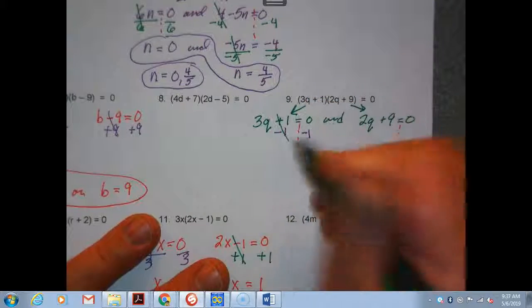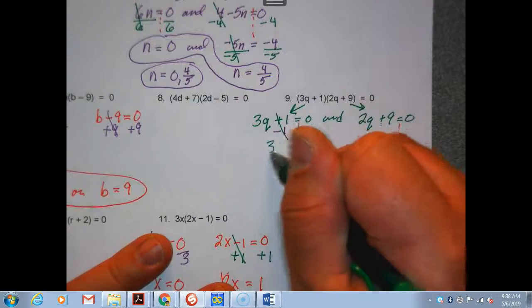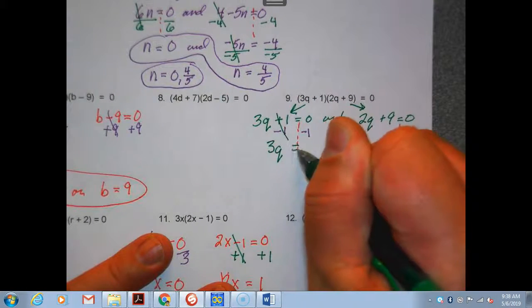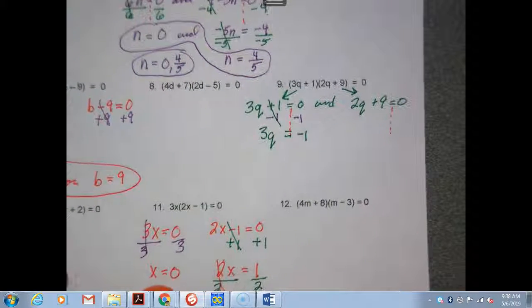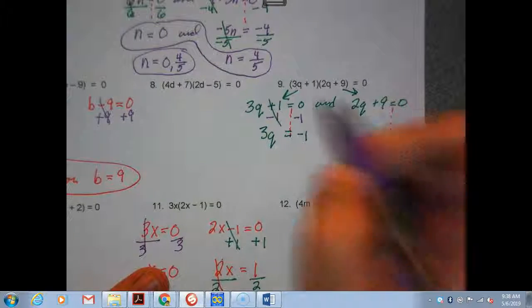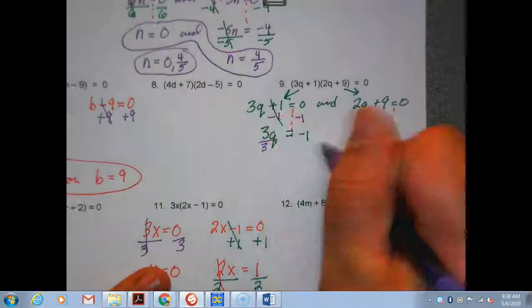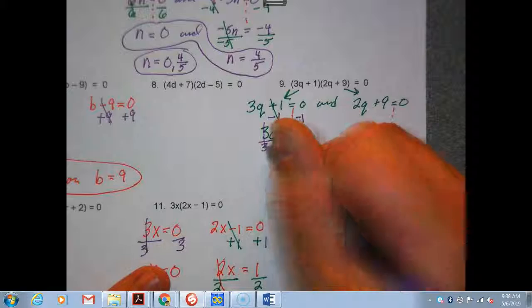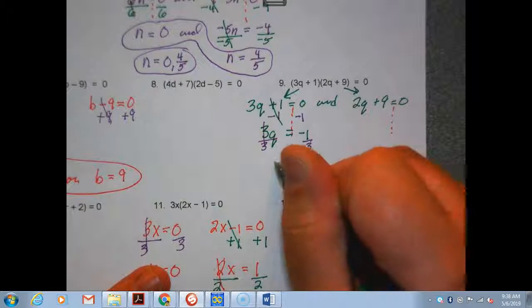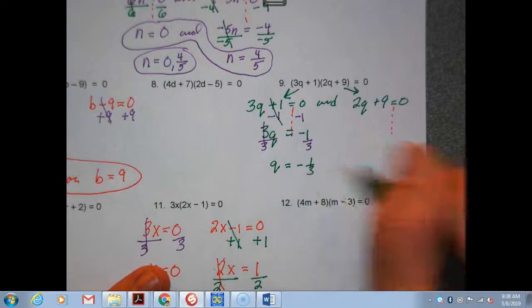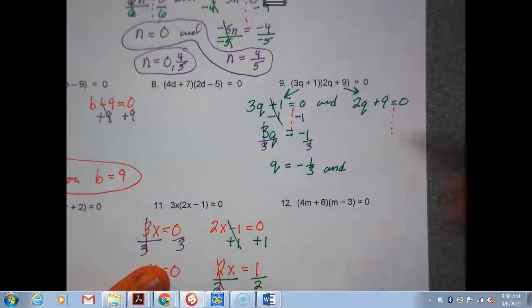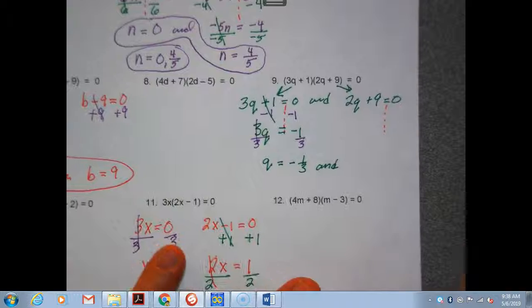Okay, the 1's cancel out to 0. I get 3q equals 0 minus 1, which is negative 1. Divide by the coefficient 3. So q is going to equal negative 1/3. And solve the other one.